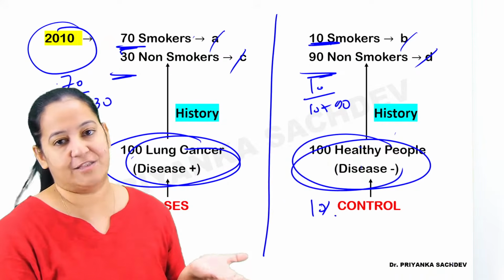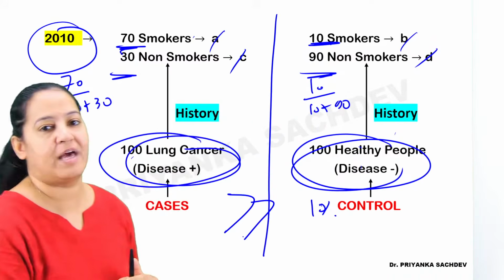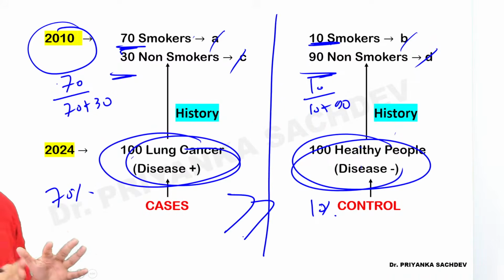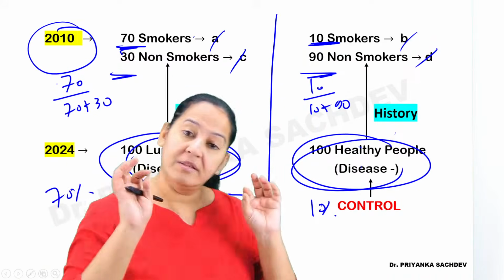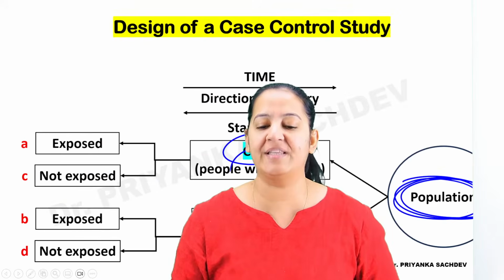This is how we calculate the exposure rate. You can clearly see the exposure rate among cases is more than among controls. If the exposure rate among cases is more than among controls, there is a clear-cut association. Got my point? So this is how we calculate the exposure rate.